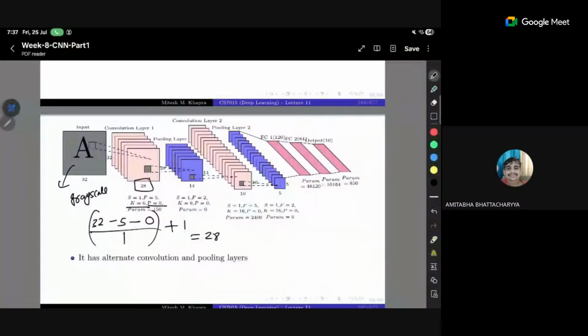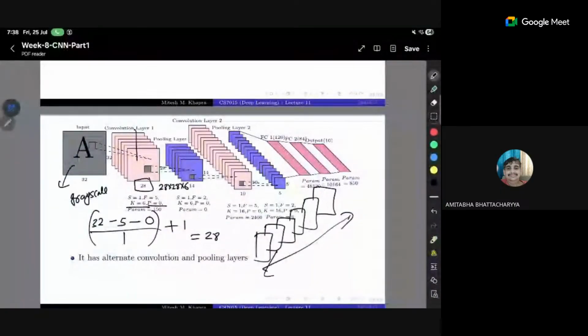Now, since I applied 6 such filters, I'll get a depth of 6. So I have concatenated 6 filters. One filter output I got, another filter output I got, another, and so on, right? So I've concatenated like this all 6 of them. So now my output size has become 28 cross 28 cross 6, right? So that is a tensor. So now we have started calling them tensors. So this is how a tensor will look like.